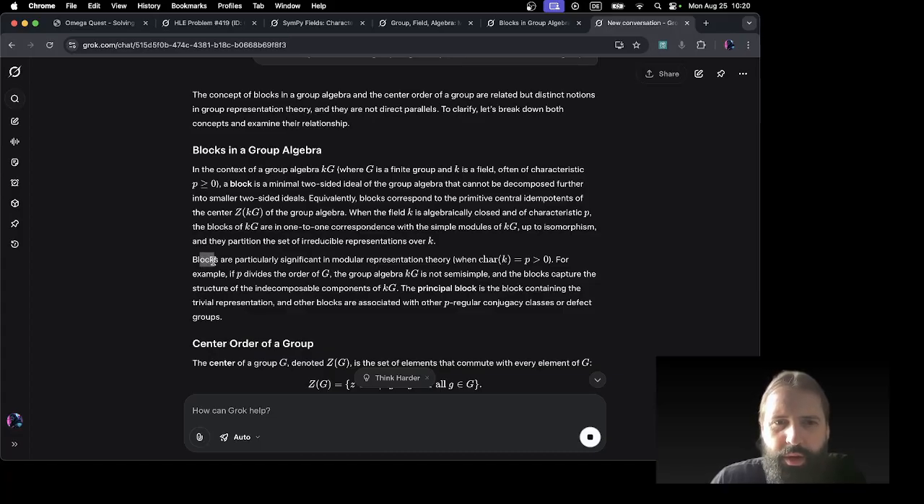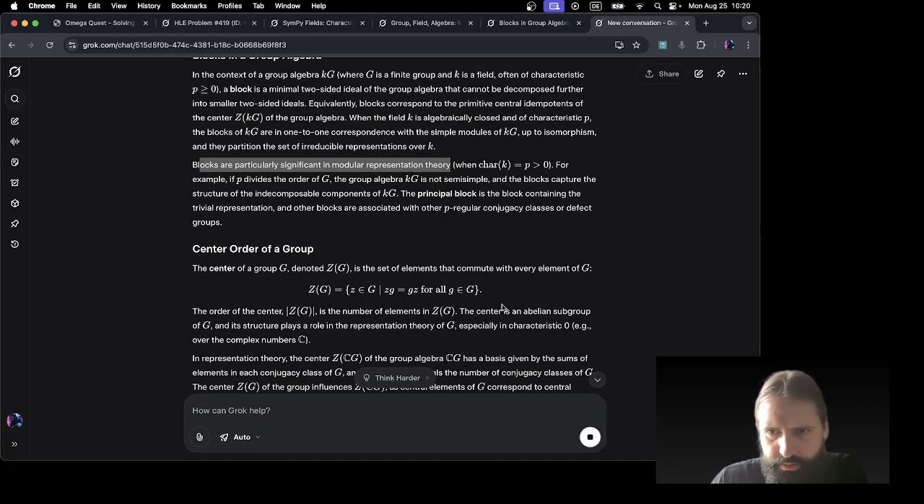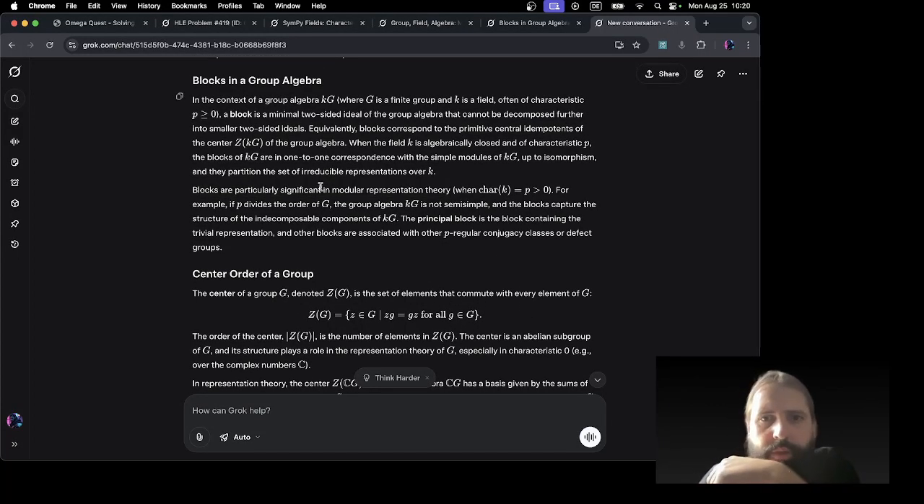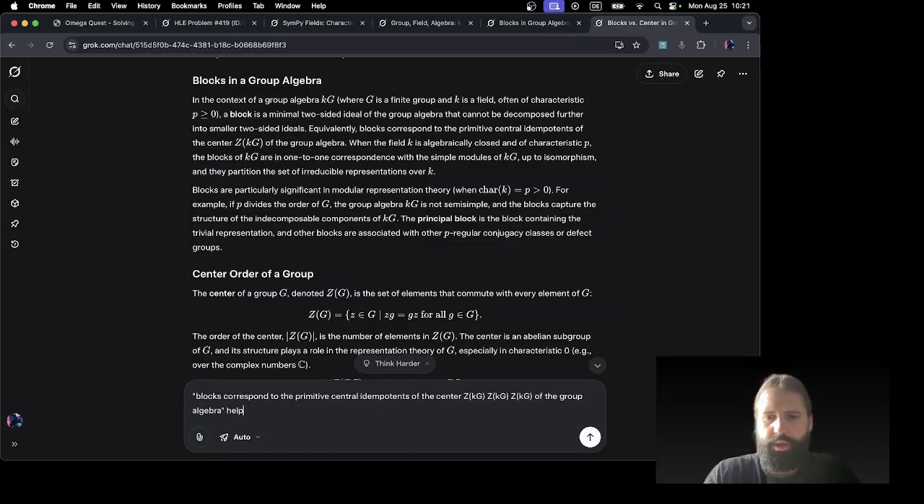It kind of almost feels like blocks are particularly significant in modular representation theory. What does it mean? The primitive central idempotents of the center Z of the group algebra. Help me unpack these, please. What are central idempotents?